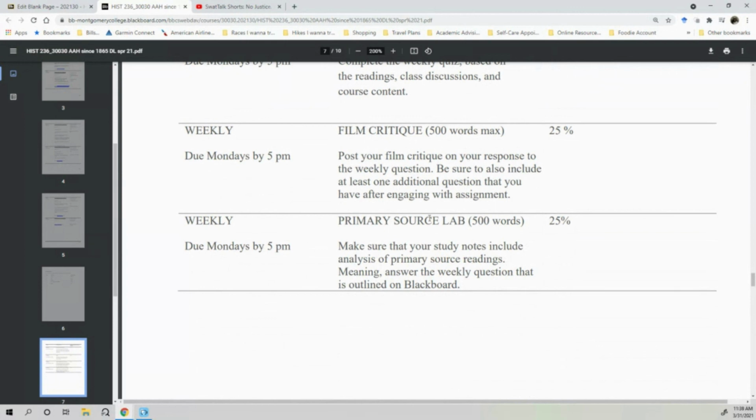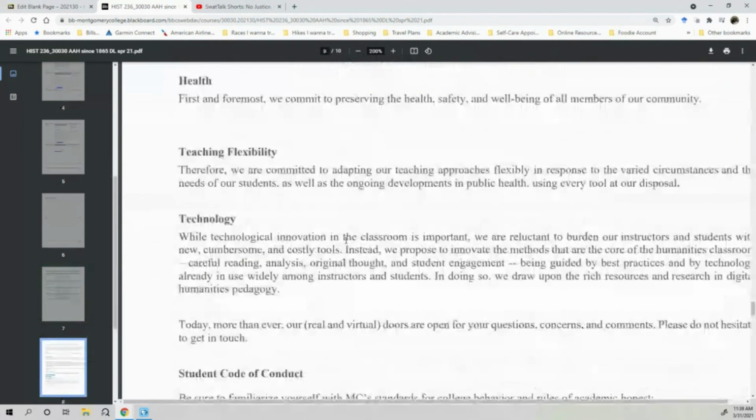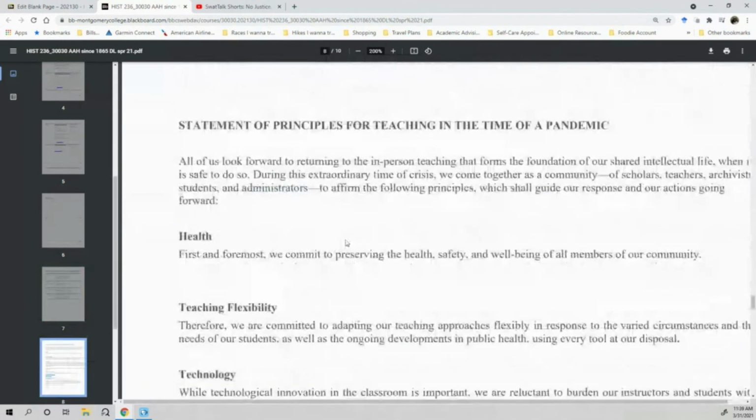Primary source lab. You will post your response to the questions, reading the primary source document that I upload, by the Monday at 5. So that's what it looks like. The folder will be open Monday for the next set of work. So April 5th, Monday, that's when I'll open up the next one for the following Monday. And that's how we'll go into the class, the flow, until the semester is over.